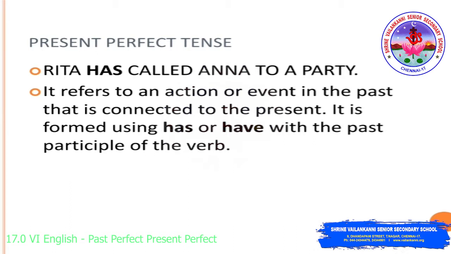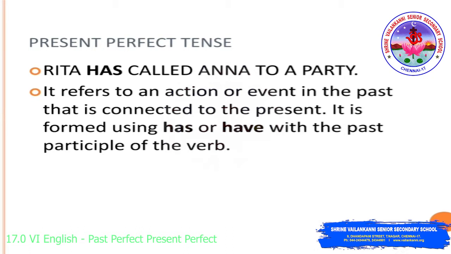Rita has called Anna to a party. It refers to an action or event in the past that is connected to the present. It is formed using has or have with the past participle of the verb. So, present perfect tense is an action or event from the past that is connected to the present. Rita has called Anna to a party.